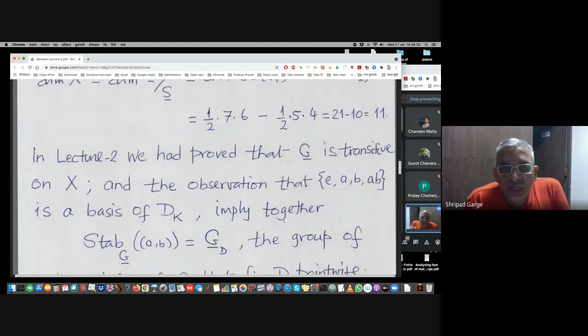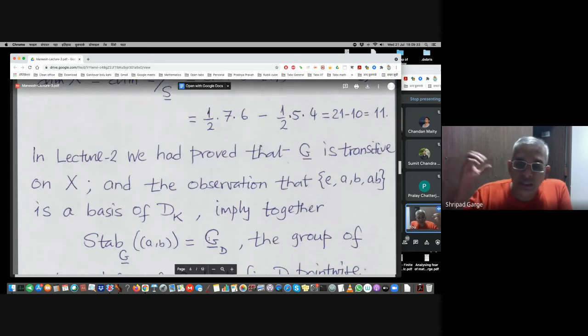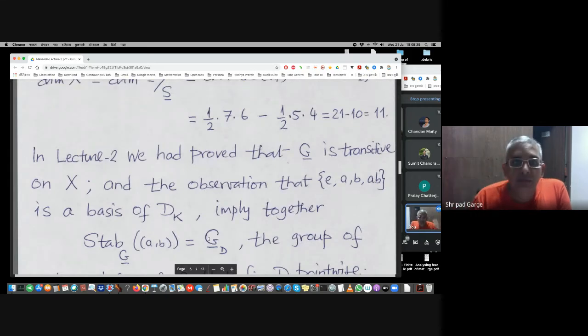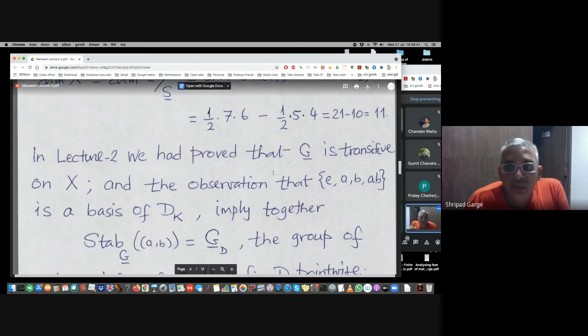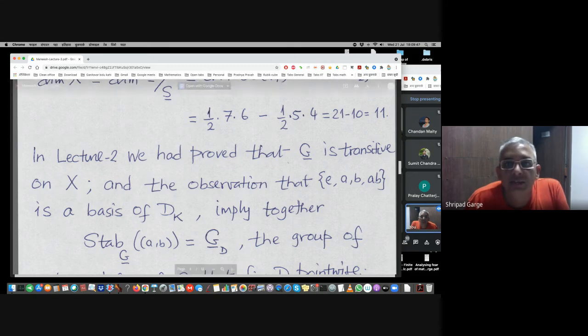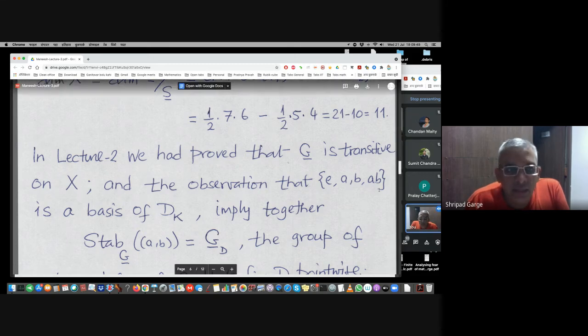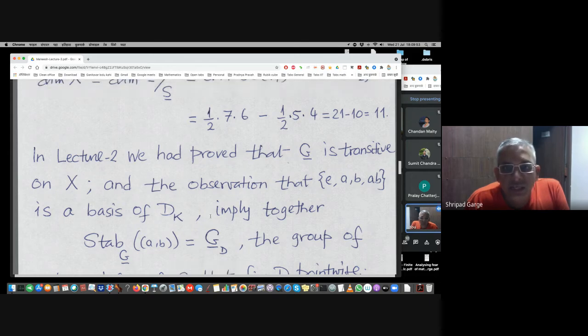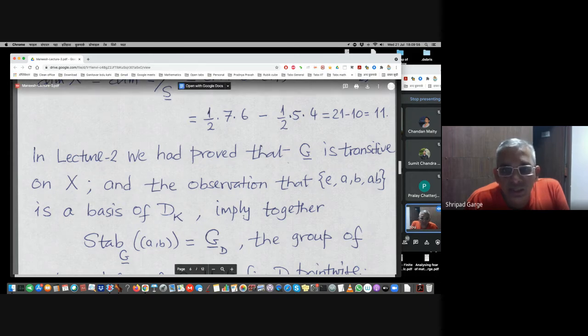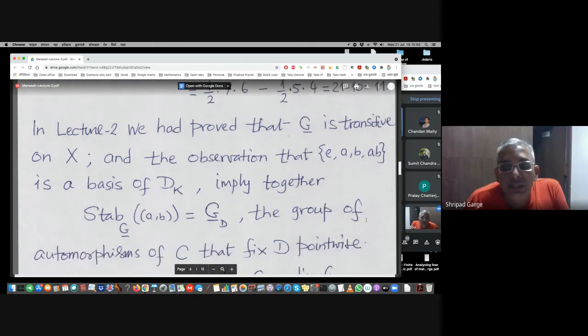So the stabilizer within G bar, not just in H bar, but within G bar of this special pair will be G bar D. That is because G bar is transitive on X, and the observation that E, A, B and AB, now this AB has come, gives the basis of D. So it will take that D to D. It will fix D point-wise.